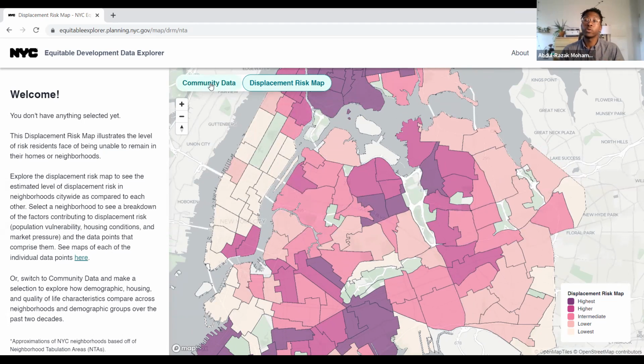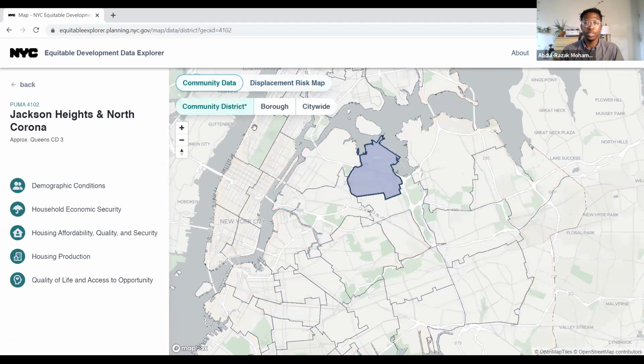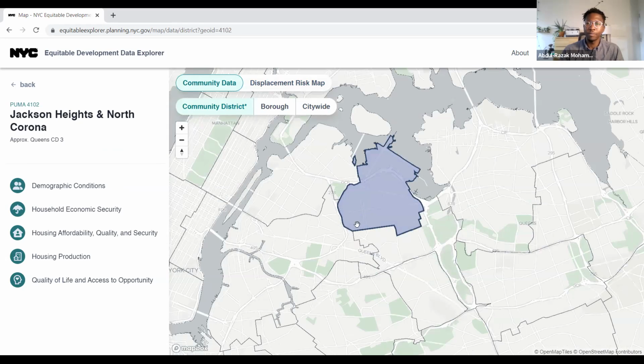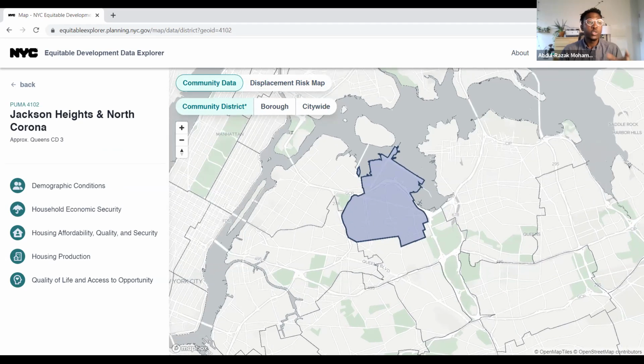So I'm going to jump real quick back to the community data view so you can see once again the area that we selected. We have Jackson Heights in North Corona. I'm going to zoom into it right here. What's really convenient about the way that the map for the EDDE is set up is that when you switch between community data and displacement risk map view, the actual frame that you're in is not going to change, and you're going to still be on top of the view that you had before. So that'll make it a little bit easier then of identifying the area where your neighborhood of interest might be.